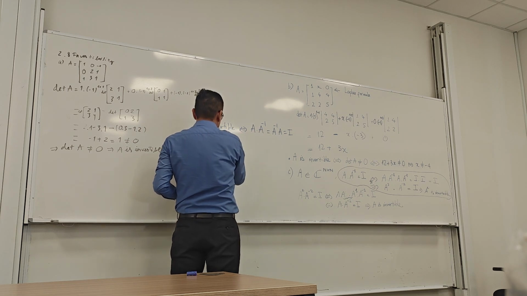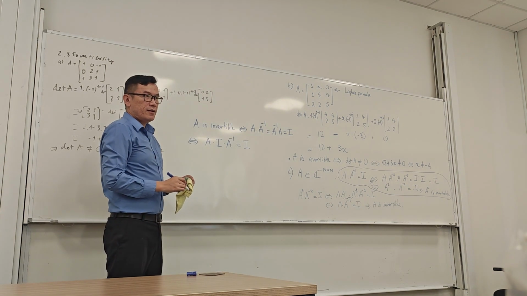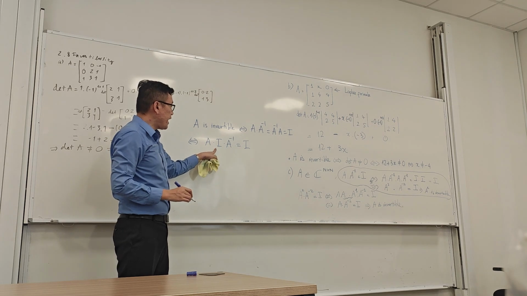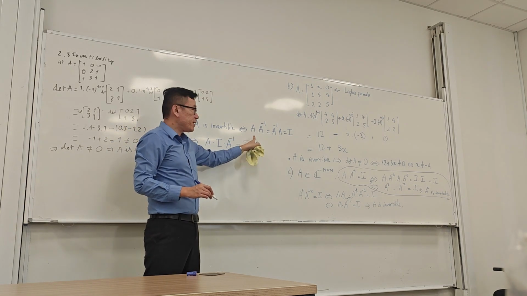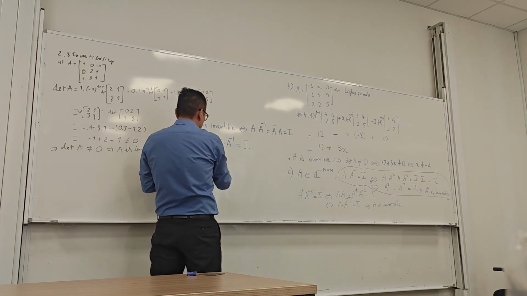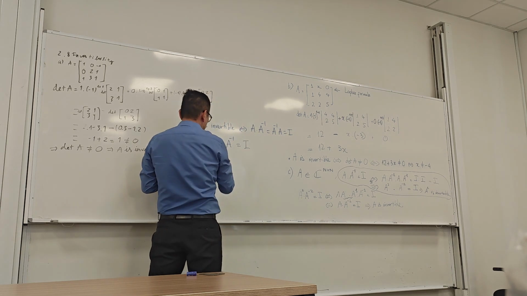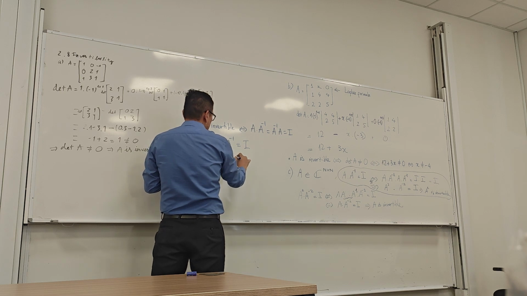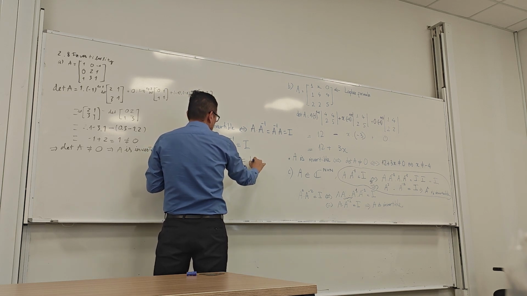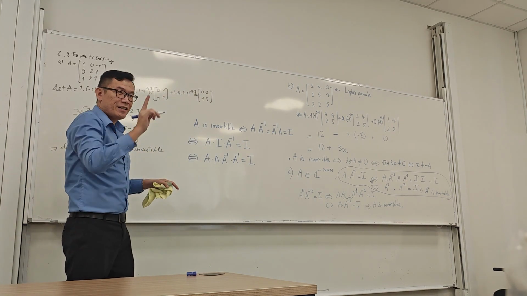A times A inverse. Now A times I times A inverse equal I. Is it okay? Right, because A times I is just A, and because we have from here, then we have this one. Now this I replace by what? A. Now this I replace by this one again. A times A times A inverse times A inverse equal I. Is it okay?